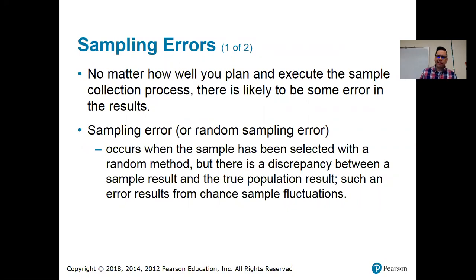Okay, and that brings us to sampling errors. No matter how well you plan and execute the sample collection process, there is likely to be some error. So sampling error occurs when the sample has been selected with a random method, but there is a discrepancy between a sample result and the true population result. And this is something that just happens, okay?